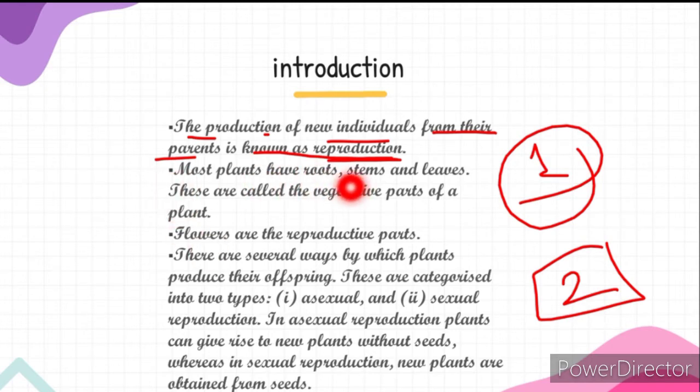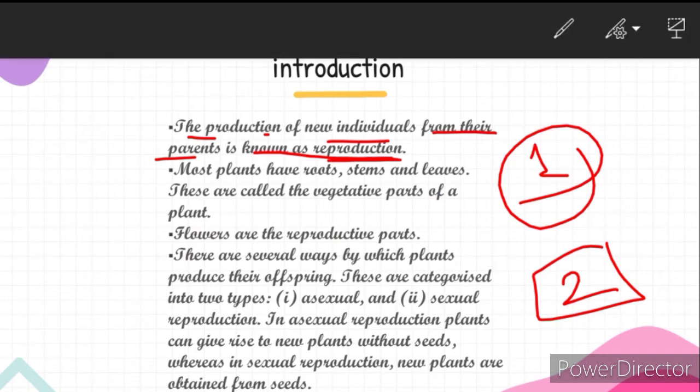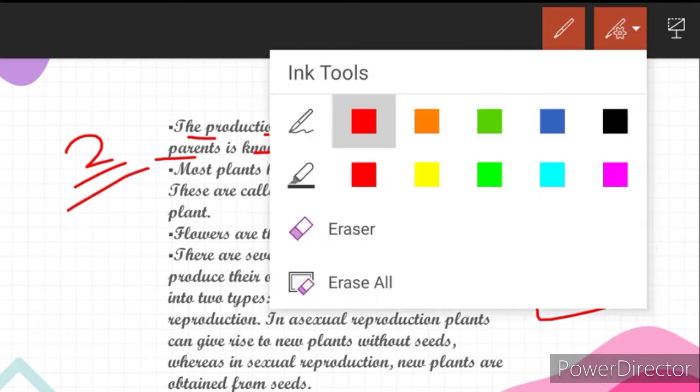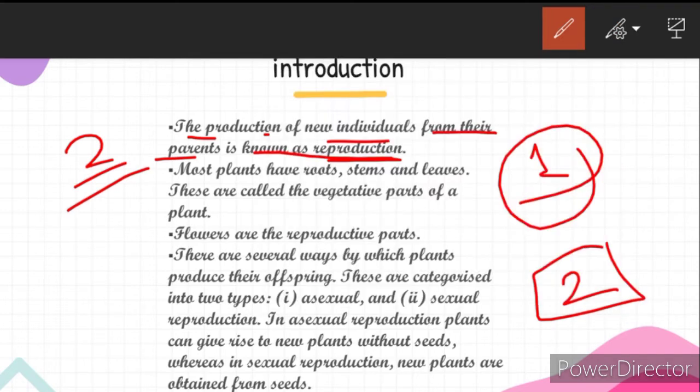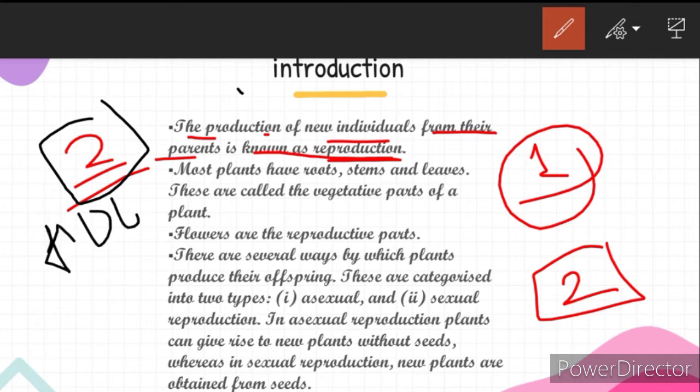Now, most plants have roots, stems and leaves. These are called the vegetative parts of the plant. The parts of a plant are broadly classified into two major groups: vegetative parts and reproductive parts. The vegetative parts of plants are as follows: roots, stems and leaves. And when it comes to the reproductive parts, that is the flower. Flower is the reproductive part of the plant.